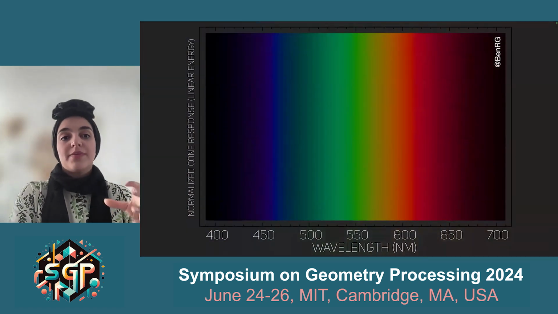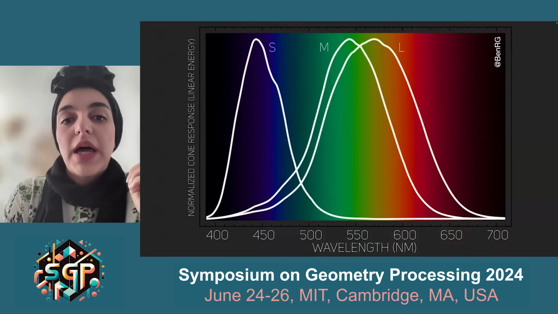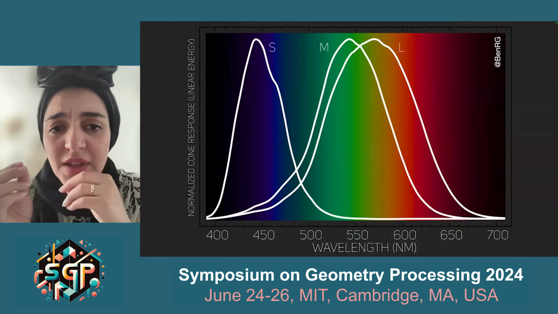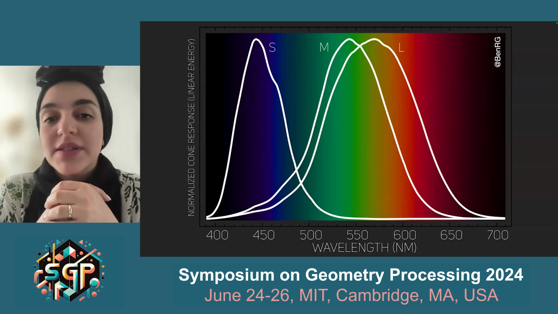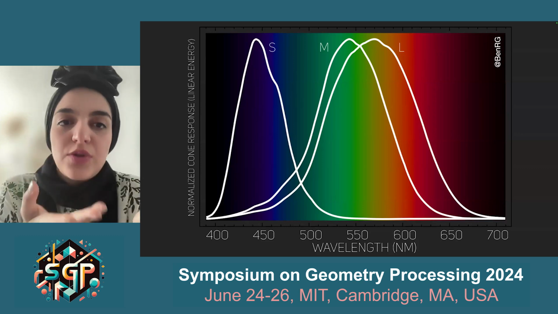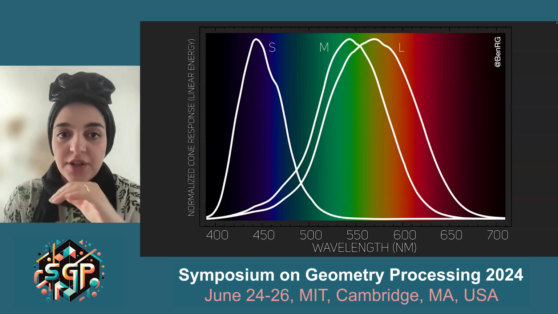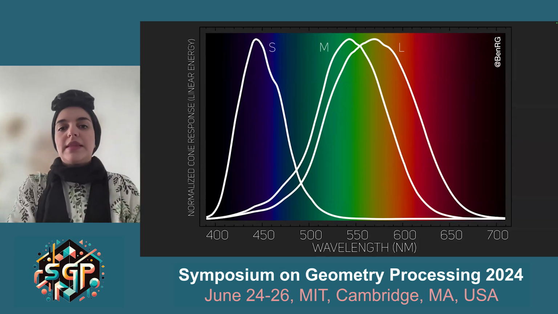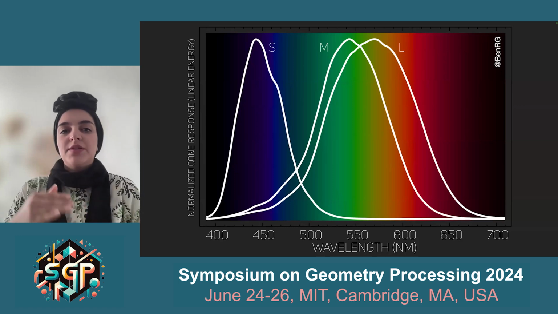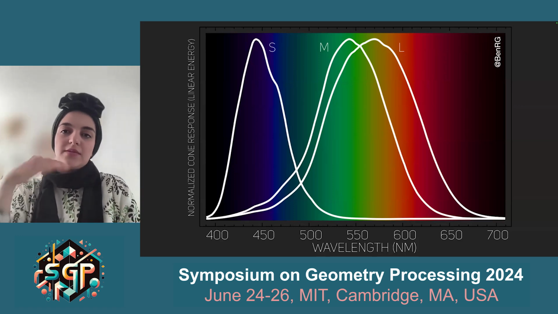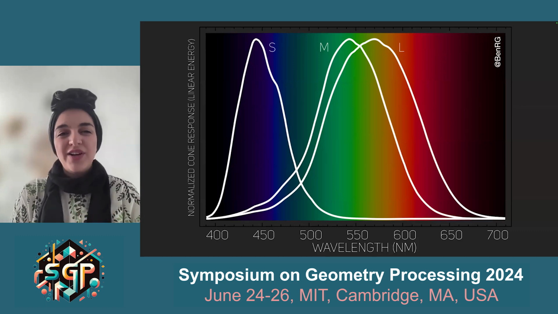So if we plot the response curves for the different light detecting receptors in the human eye, it would look like this. These are normalized response curves, so the y-axis basically doesn't have any unit. It just varies between the maximum response and 0, no response. There is quite a lot going on here.